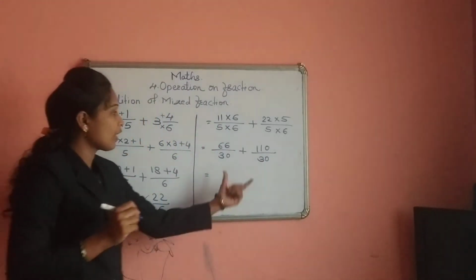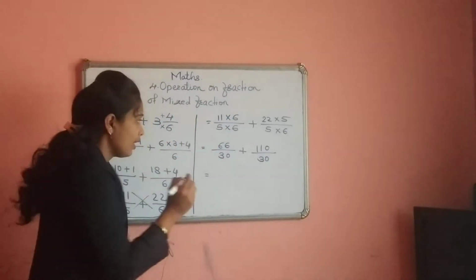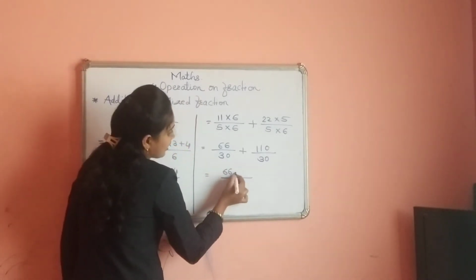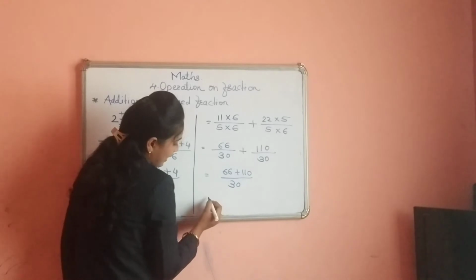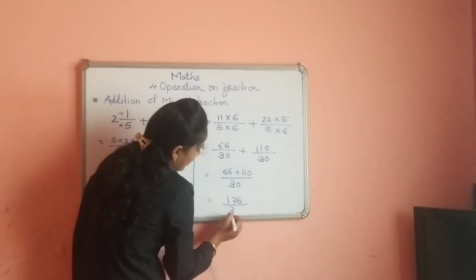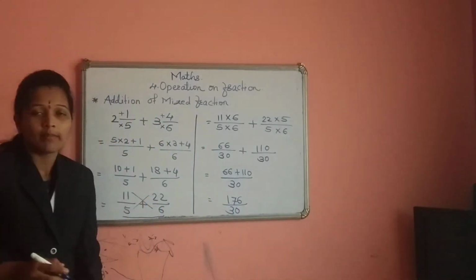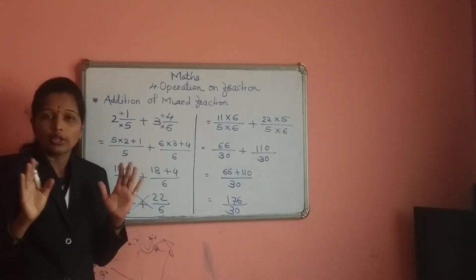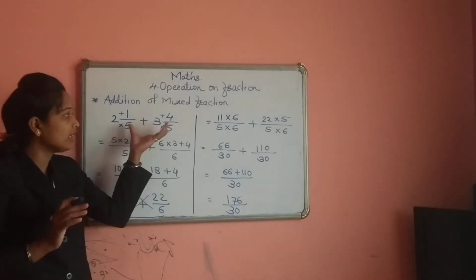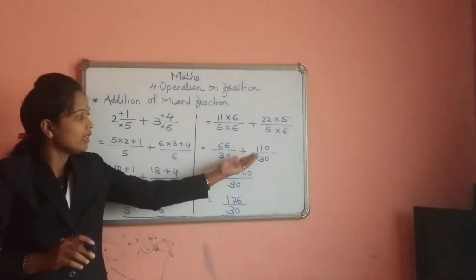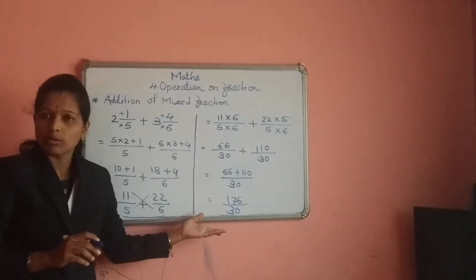Okay. Now the denominators are the same, 30 and 30. So take that denominator 30 one time, and in the numerator do the addition 66 plus 110. 6 plus 0 is 6, 6 plus 1 is 7, and 1 as it is: 176 divided by 30. This is your final answer. Don't fear about it. Whenever the denominators are different, do the cross multiplication, make the denominators equal, and then do the addition.